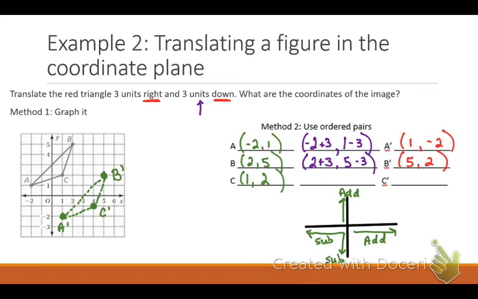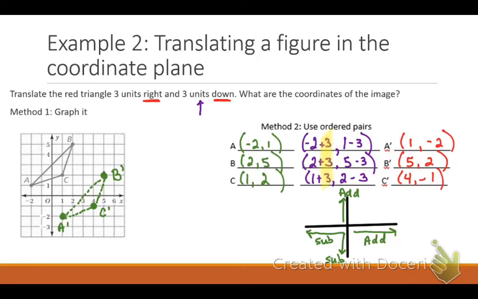Okay, so guys did a good job on that. All right, so we said 1 plus 3 and 2 minus 3. And we got 4 and -1. Okay, what I want you to notice about this, guys, look at this. You did the same operation to all your X values. Do you see that? You took all of your X values and you added 3. How did you know to add 3? Because it said 3 units right.